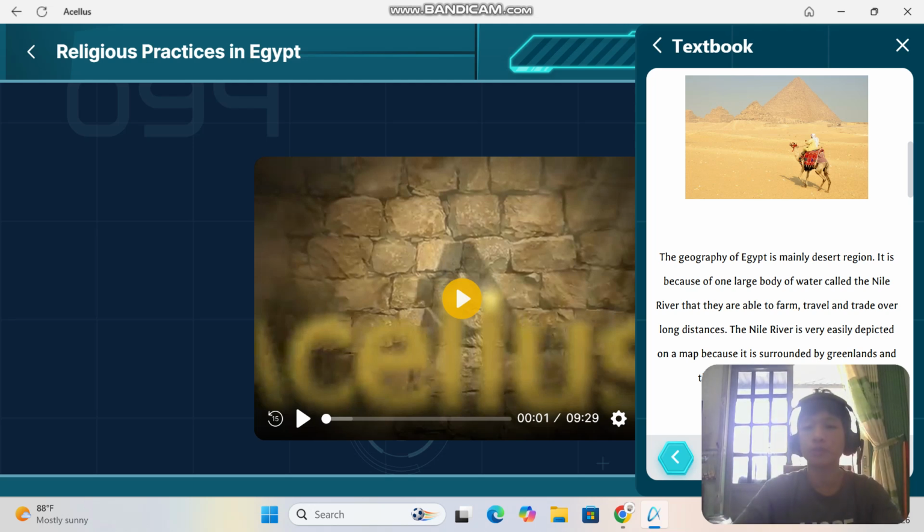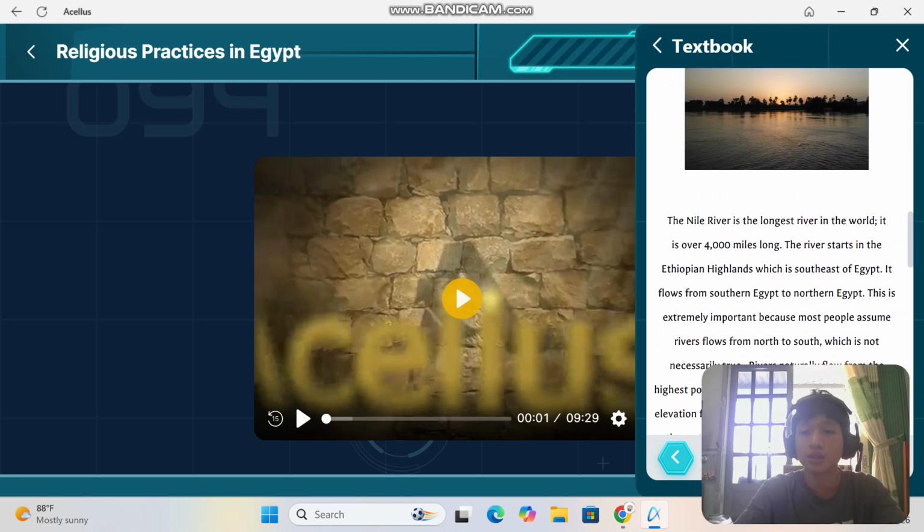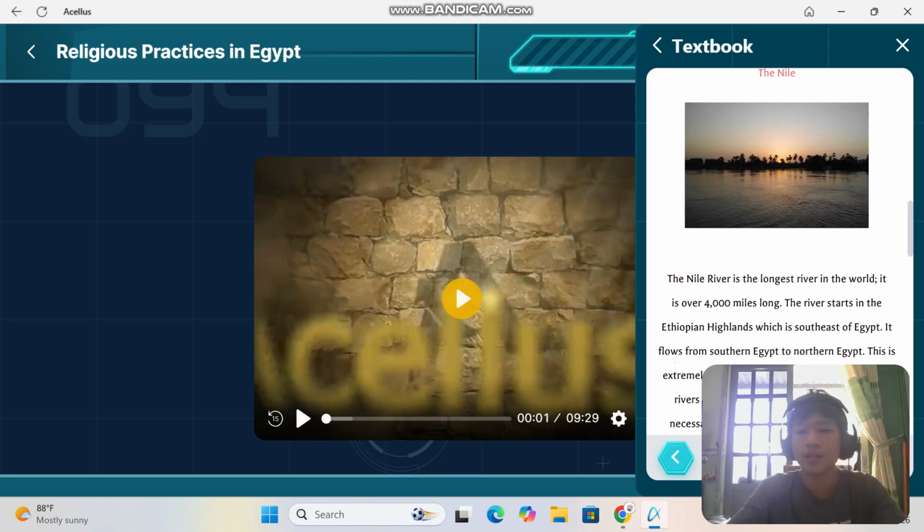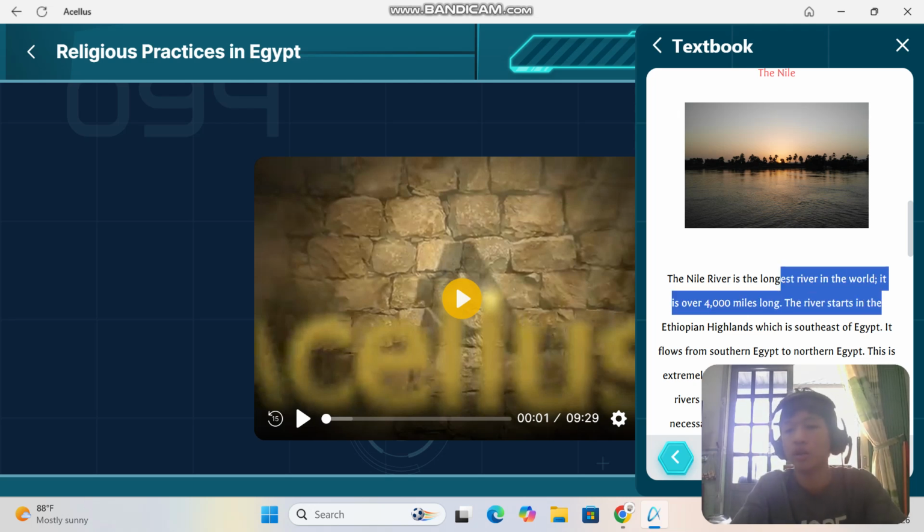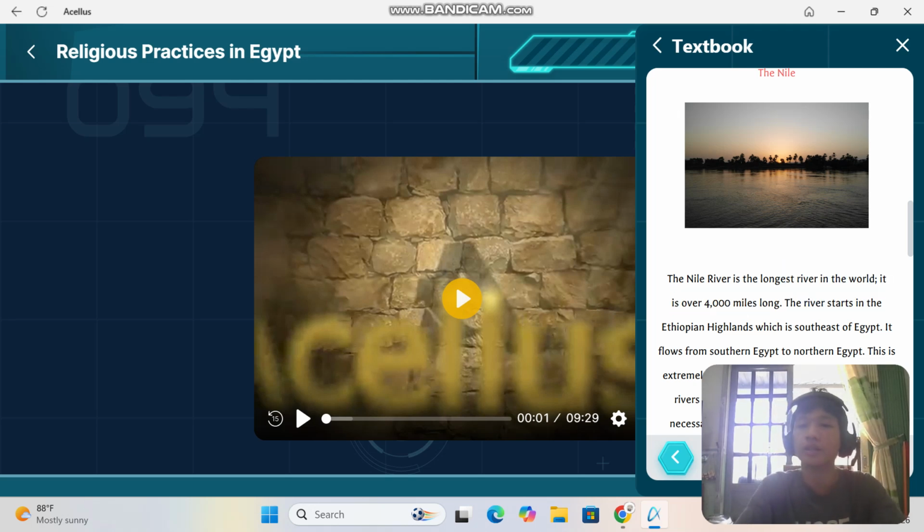At the end of the river, it splits into many parts, and that part is called a delta. Every river that splits is called a delta. And here's more information about the Nile River. It's the longest river in the world. That's why it makes Egypt actually have life, and it's over 4,000 miles long. If you don't know, a mile is even longer than a kilometer.